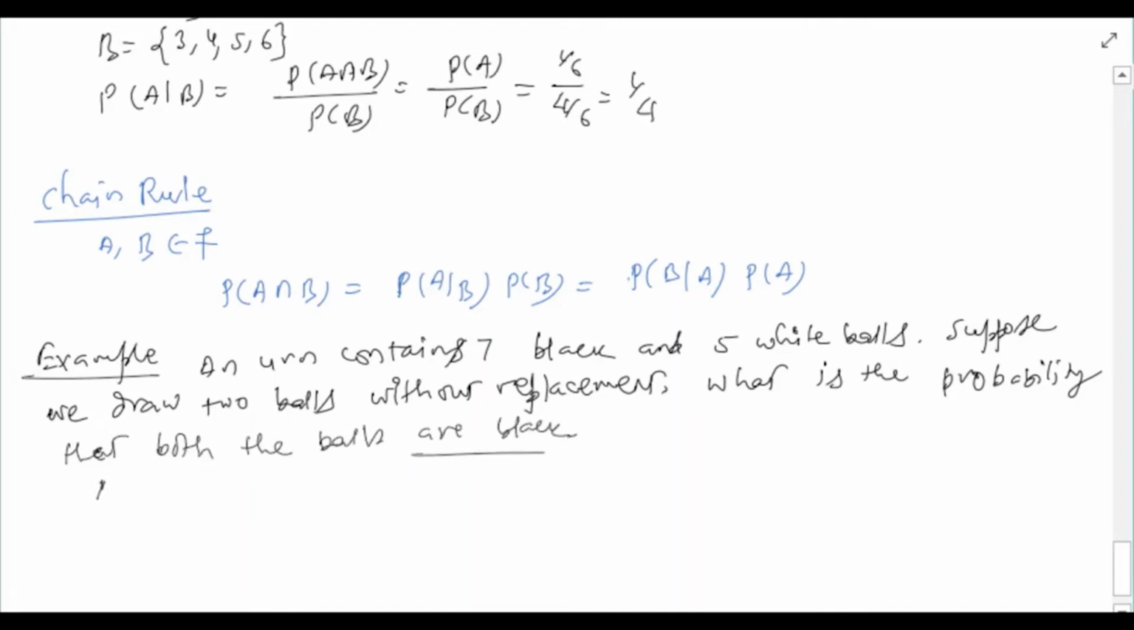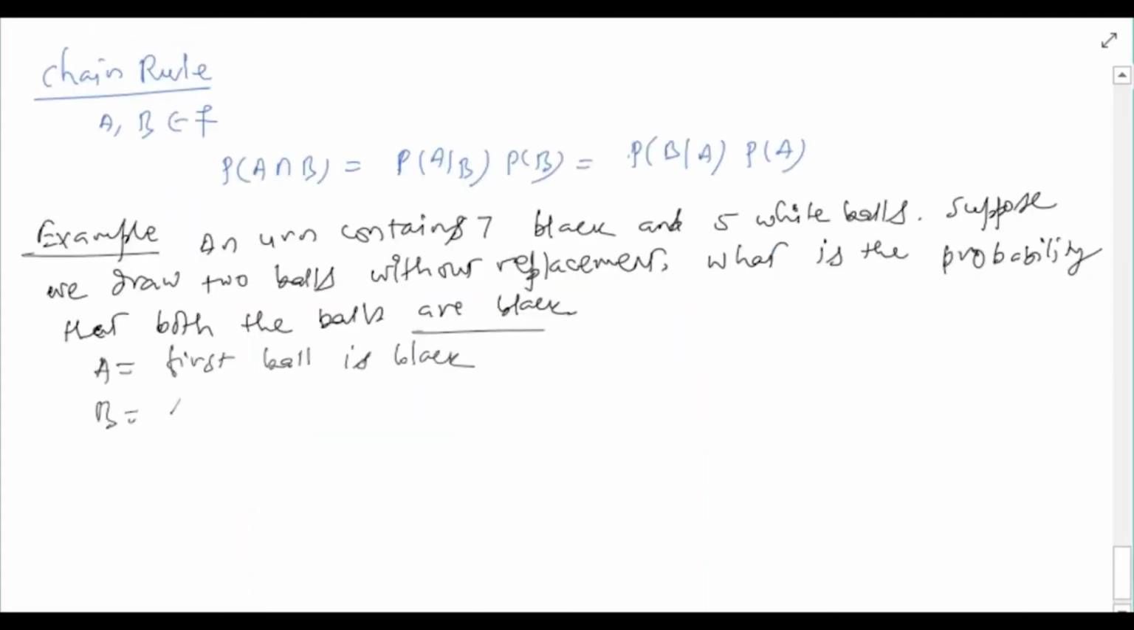Let us define events A and B as follows. A is the event that the first ball is black, and B is the event that the second ball is black. Then the probability of A is, see, there are 7 black balls and 5 white balls, so there are a total of 12 balls. The probability that I'll draw a black ball is 7 by 12.